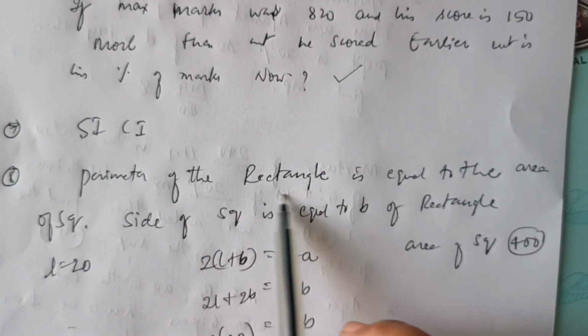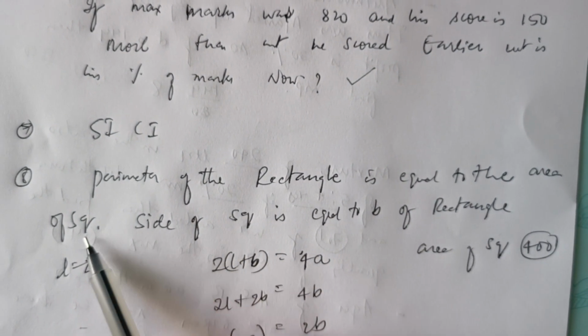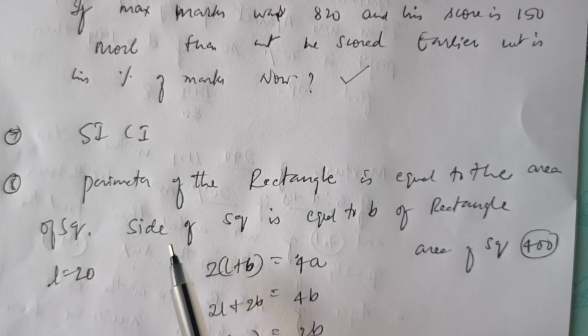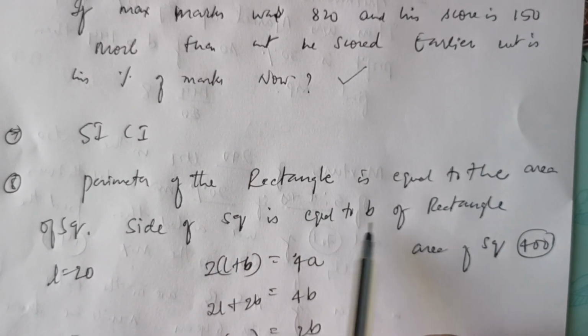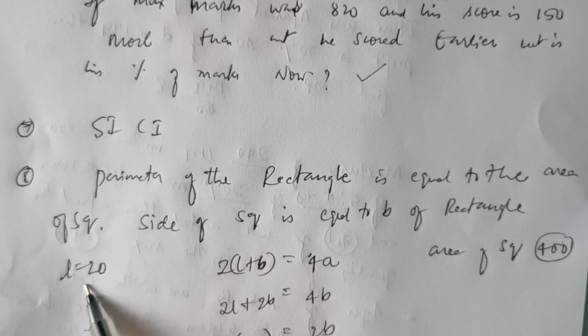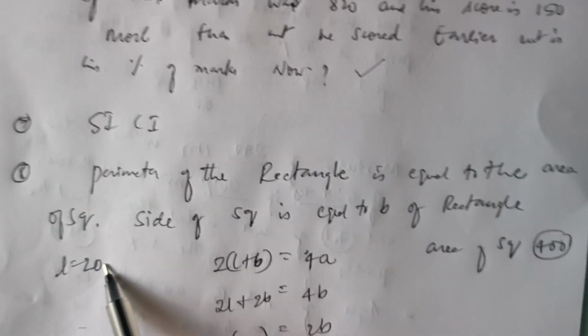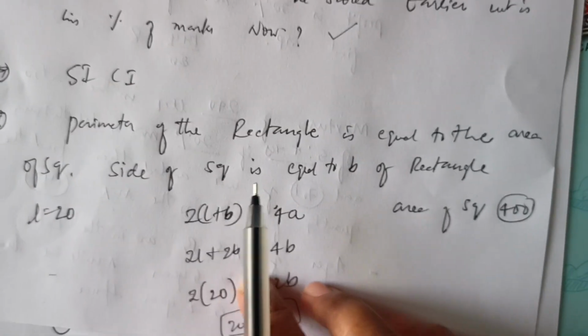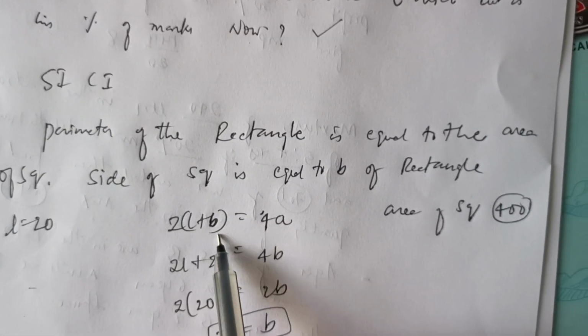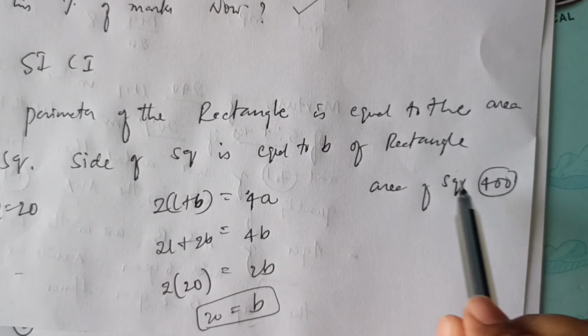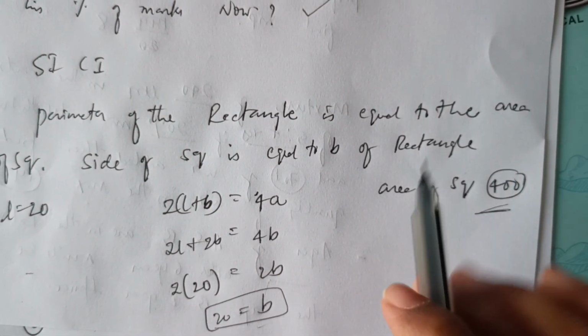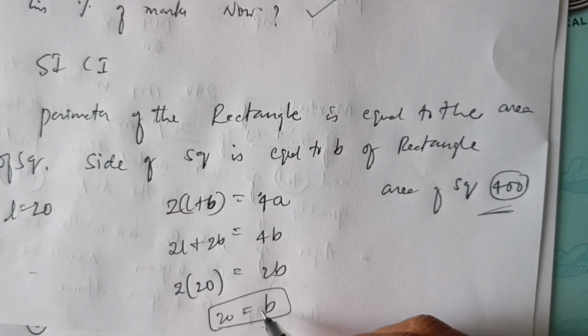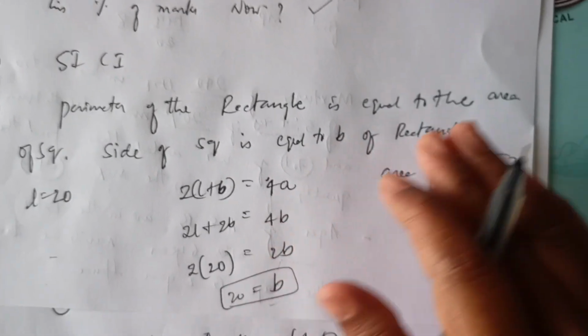And they had given the perimeter of the rectangle which is equal to the area of the square, and the side of the square is equal to the breadth of the rectangle, and they also mentioned the length of the rectangle, that is 20 centimeter, I guess. Sorry, 20 meter. Okay, so after this I think the answer I got was 400. I mean, I'm not sure. So if you know the correct question, please let me know.